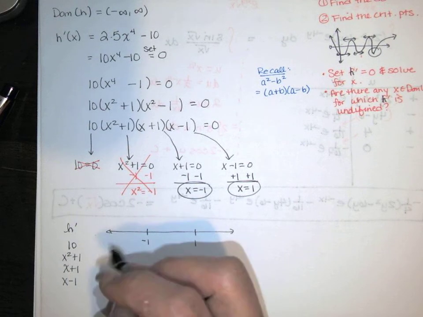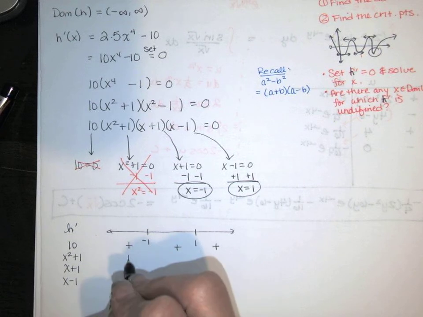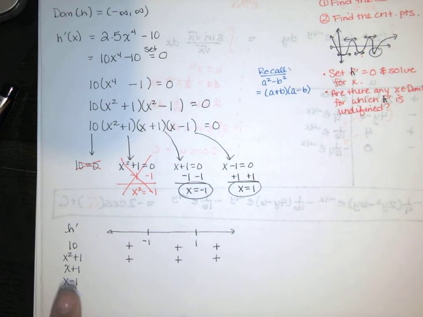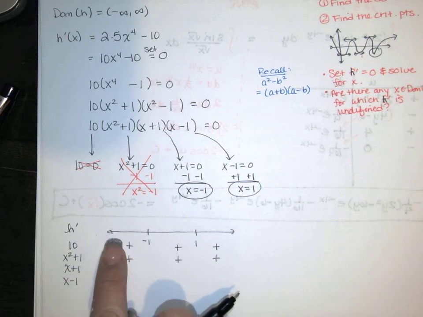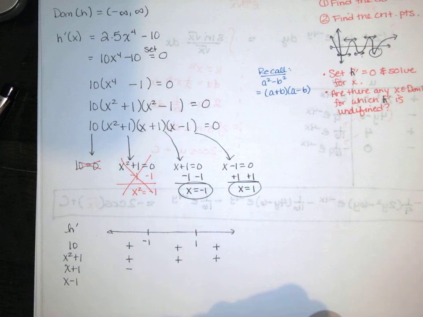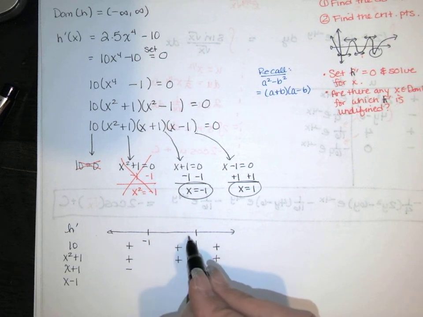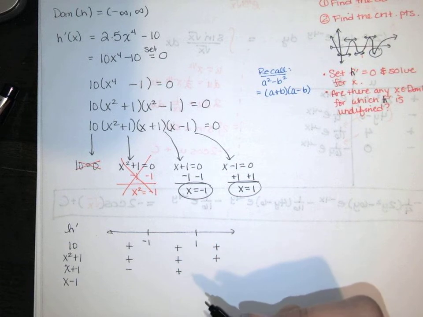Doesn't matter what x is, 10 is always positive. And it doesn't matter what x is here. If I square x and I add 1 to it, it's definitely positive. Now this one is a little different. This can change signs. So I would substitute any x value on this interval. Try negative 2. Negative 2 plus 1 is negative 1. So that's negative. Pick an x value on this interval. The easiest one is 0. 0 plus 1 is 1. Choose an x value on that interval, say 2. 2 plus 1 is 3, which is positive.